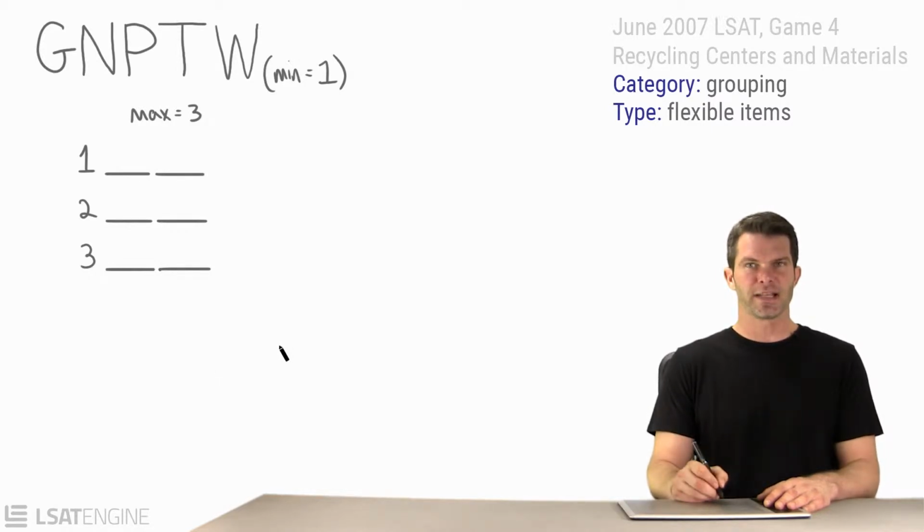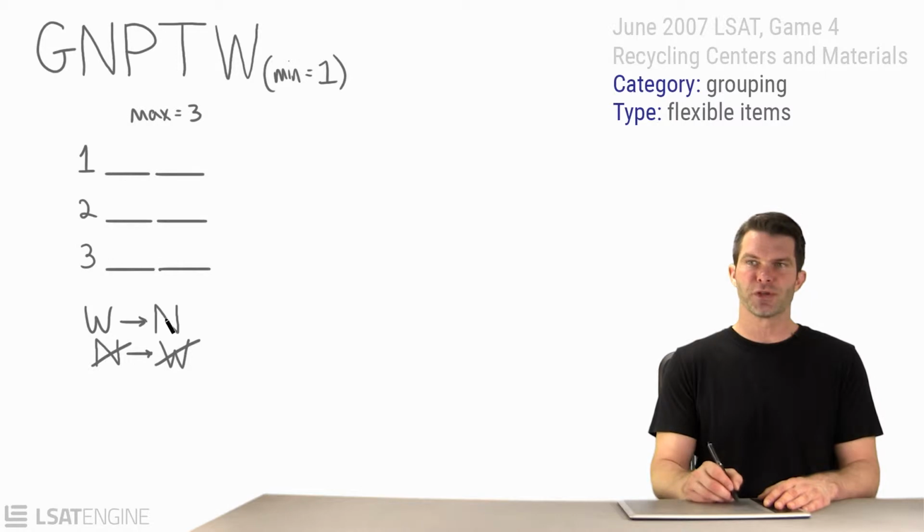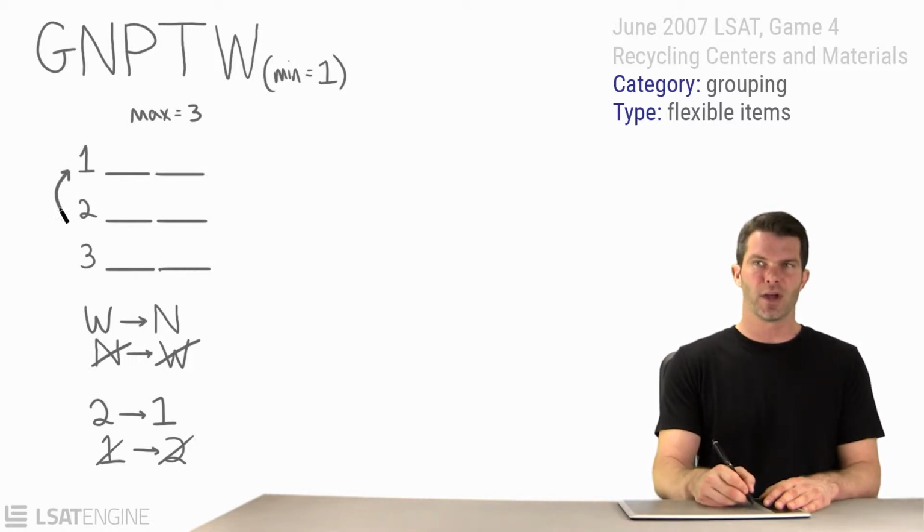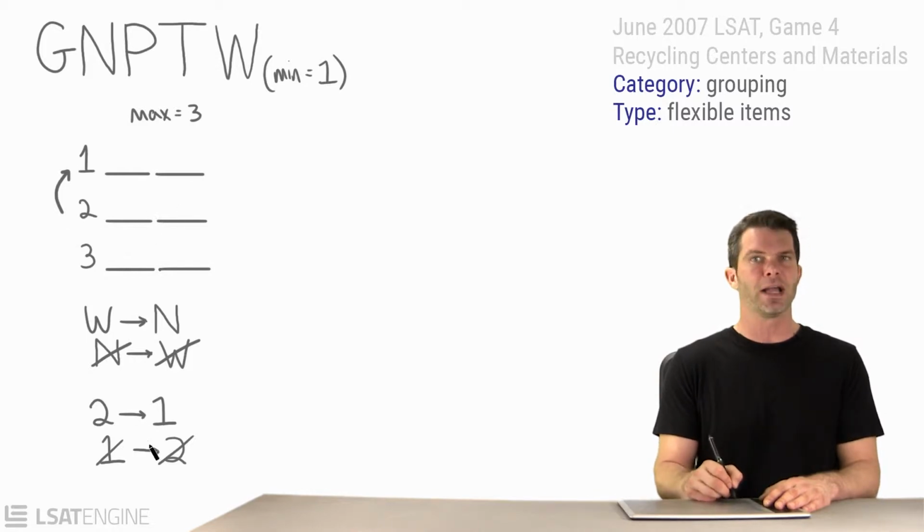The first rule tells us any center that recycles wood also recycles newsprint, and the contrapositive of that says that if you don't have newsprint, you can't have wood. The second rule tells us that everything that's in 2 must also be in 1. Contrapositive of that says that if it's not in 1, it can't be in 2. This is also a rule that you'd want to get on your diagram, though. Write an arrow to remind yourself every time you look at group 2, you want to be reminded of this rule.